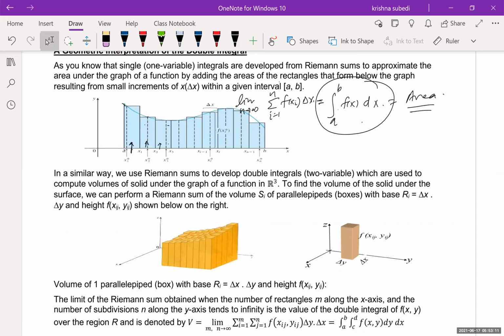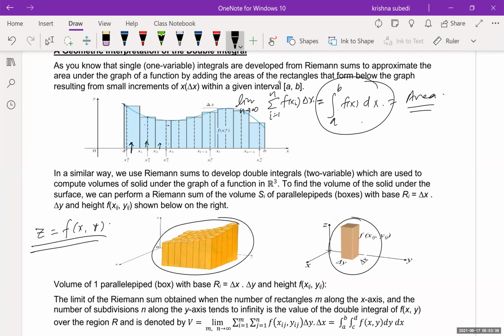Using the same idea, now we are talking about 3 dimensions because our function is z equals f of x, y. When we are talking about a function of 2 variables, we are talking about 3 dimensions. In 3 dimensions, this is the figure, this is the solid. If you divide that solid into a bunch of small pieces, you'll get this kind of piece, like a box. The mathematical word for that is parallelepiped. This parallelepiped is just one piece out of that. I divided this solid into many boxes, and I just choose one box here.